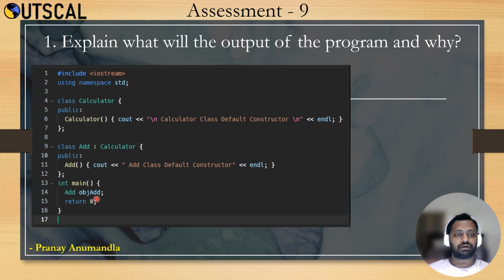Then it will call the derived class default constructor. Because we have just created an object, we are not passing any argument. There are no constructors with arguments as well. So whenever we create an object for the derived class, it will call the base class default constructor, then the derived class default constructor. Whenever we create an object for add class, it will call the calculator class default constructor, then the add class default constructor. You will see the output as well.